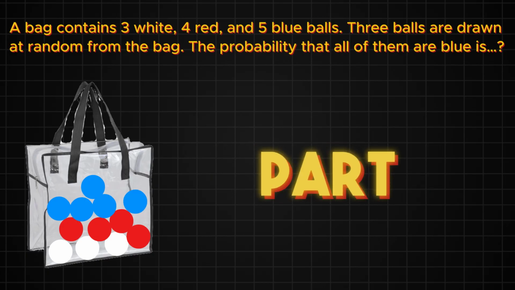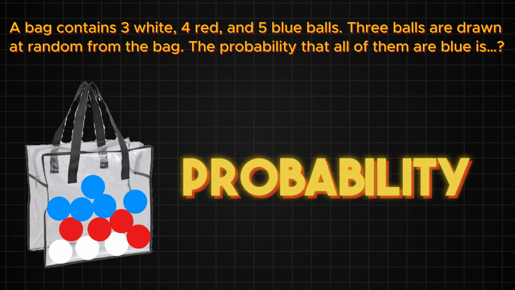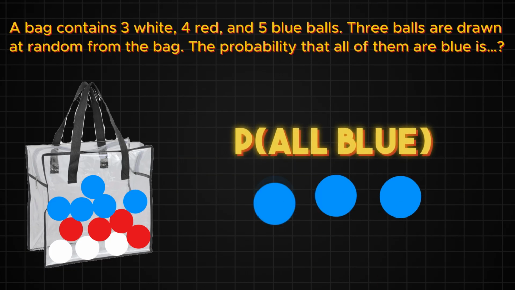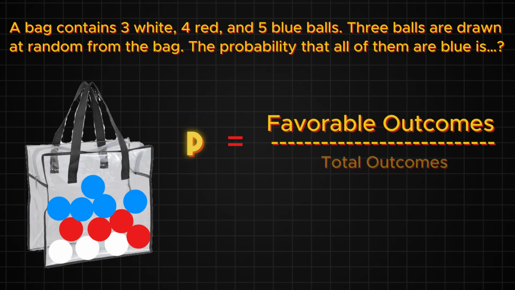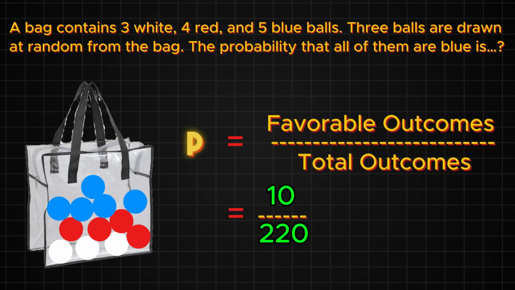Finally, we're at the last part, calculating the probability. The probability that all 3 balls drawn are blue is simply the number of favorable outcomes divided by the total outcomes, equals 10 divided by 220. And if you simplify that, you get 1 out of 22.